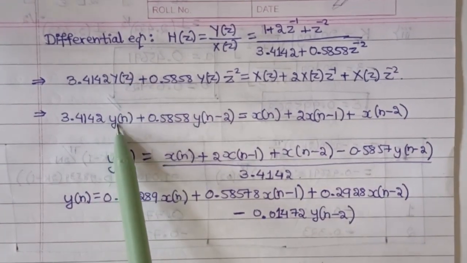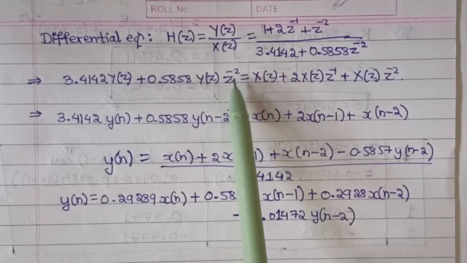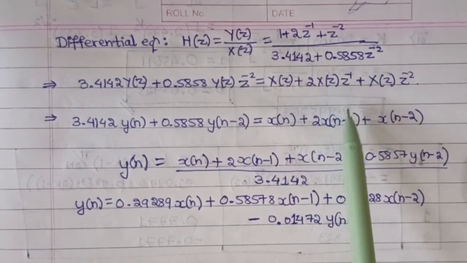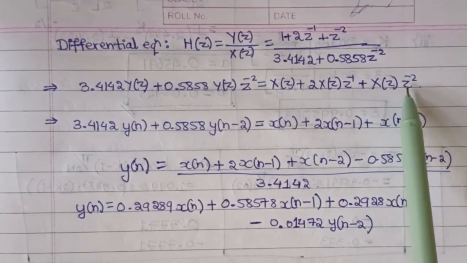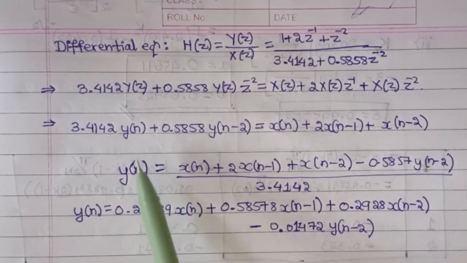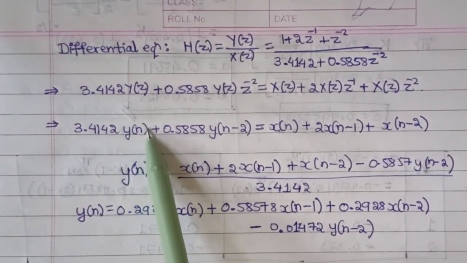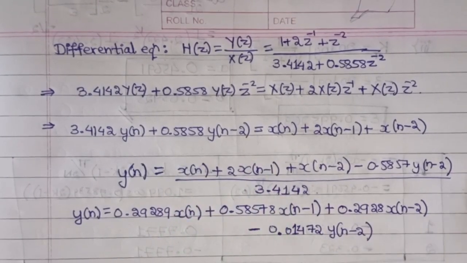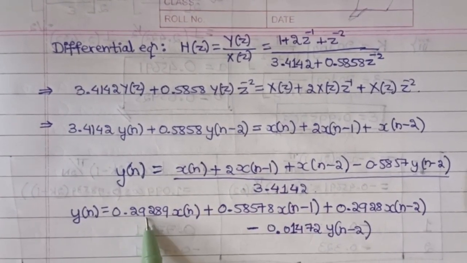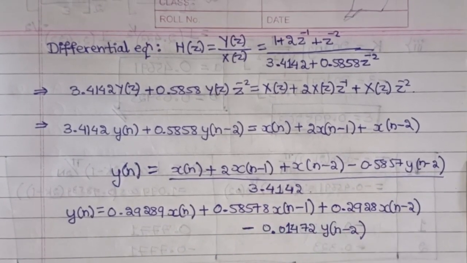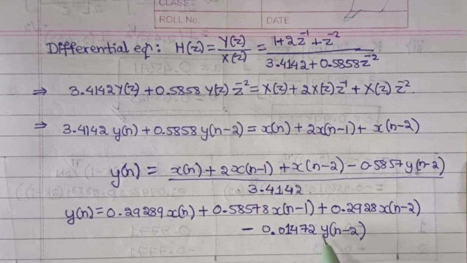Wherever Y(z) is there, it is y(n). Y(z) into z power minus 2 is y(n minus 2). X(z) is x(n). X(z) into z inverse is x(n minus 1). X(z) into z power minus 2 is x(n minus 2). We want to obtain y(n). Hence, keeping y(n) on the LHS and sending the other things to the RHS, we get y(n) is equal to 0.29289 x(n) plus 0.58578 x(n minus 1) plus 0.2928 x(n minus 2) minus 0.01472 y(n minus 2).